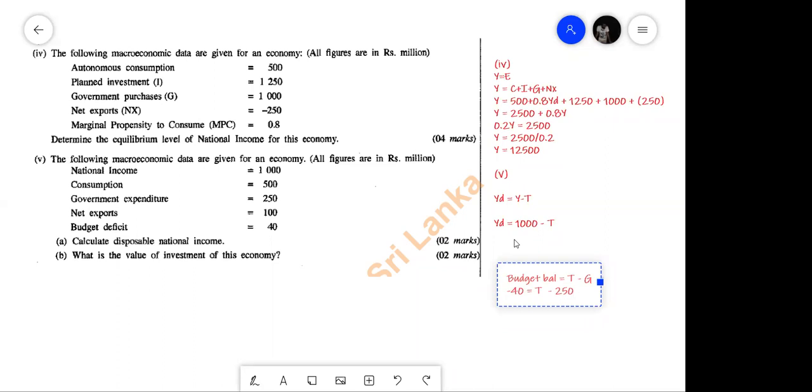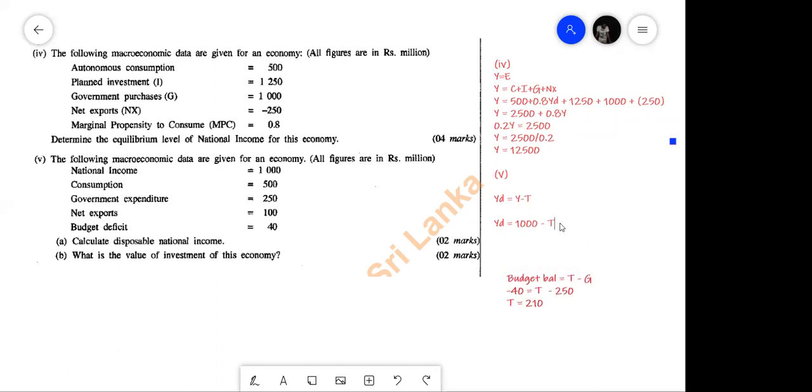Move things around. See how much taxes we have. Budget balance, that's government's income minus government's expenditure, T minus G. You move things around and you get 210. It's a minus 250, you take it to the other side, becomes a plus 250. So plus 250 minus 40. Remember, this is a budget deficit, so you need to put it as a minus. Don't put it as a plus. They will not put the minus in the question, but be very careful: when they say budget deficit, it has to be a minus figure. So T is equal to 210.